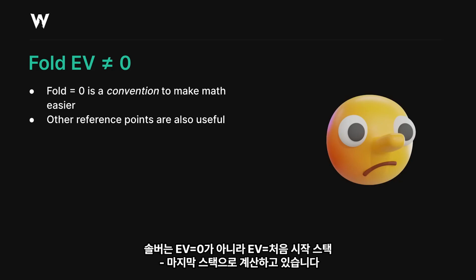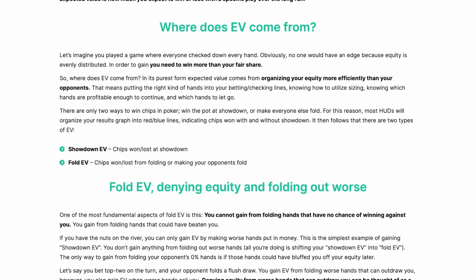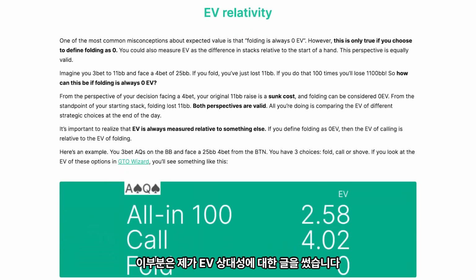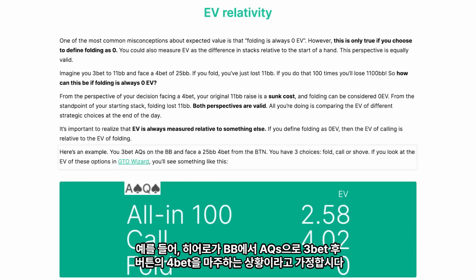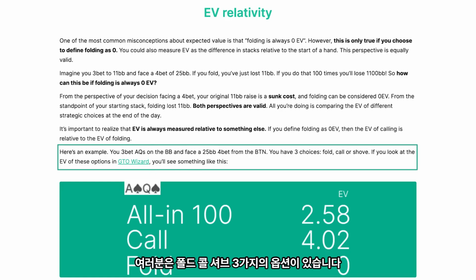So let me give you an example of what that might look like. This was one of the first articles I wrote for GTO Wizard, and it's called What is Expected Value in Poker? And over here, I wrote a section about EV relativity. So here's an example. Let's say that you 3-bet ace queen suited on the big blind and you face a 4-bet from the button. You can either fold, call, or shove.